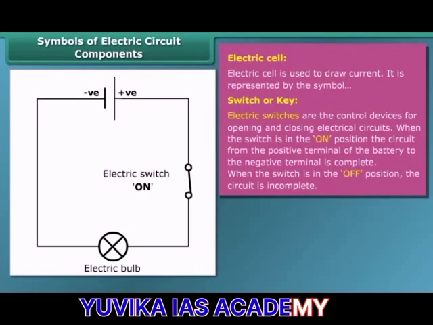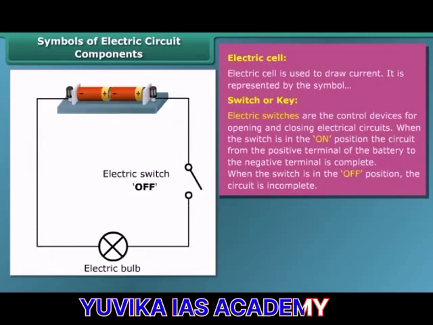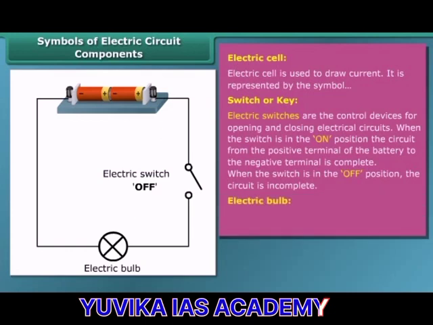When the switch is in the on position, the circuit is closed and the current flows throughout the circuit. When the switch is in the off position, the circuit is open. In this case, no current flows through the circuit.